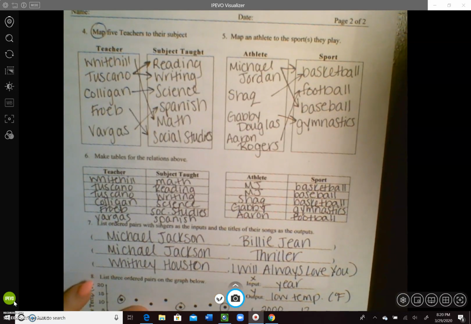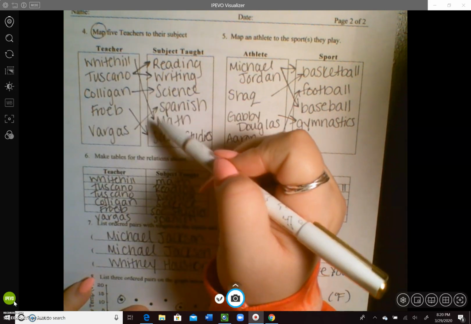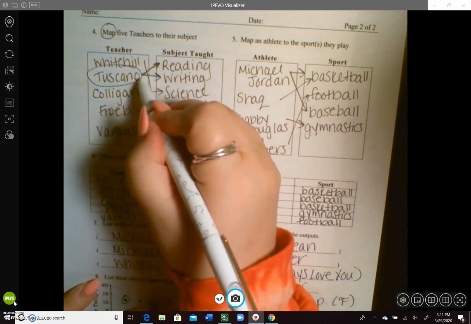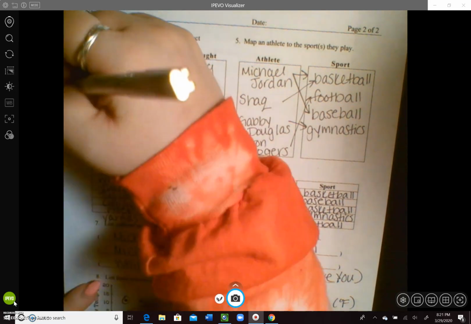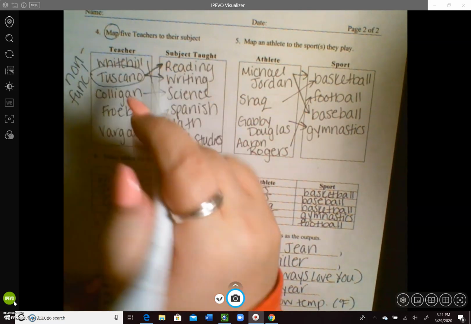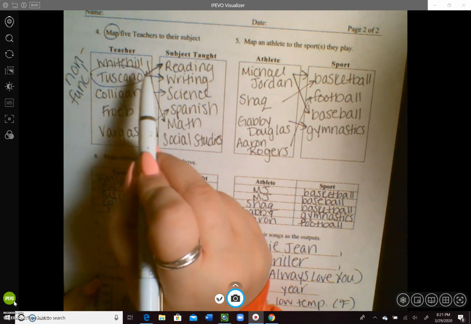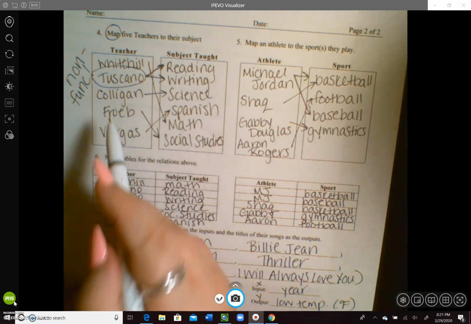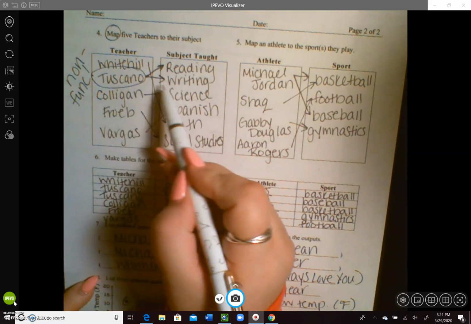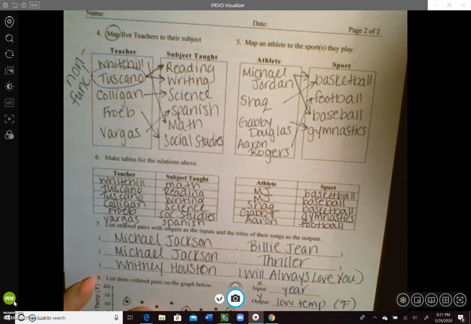Moving back to talking about your teachers. Is this a function? Well, let's see. Miss Whitehill teaches one thing. However, because Miss Toscano teaches 2 different classes, 2 different outputs come from the same input, this is a non-function. Because Miss Toscano teaches 2 things. If Miss Toscano wasn't on this list, and if we put like Mr. Altavilla on this list, it would be a function because he only teaches STEM to 8th grade. But because Miss Toscano teaches 2 different classes, that's not going to be a function.